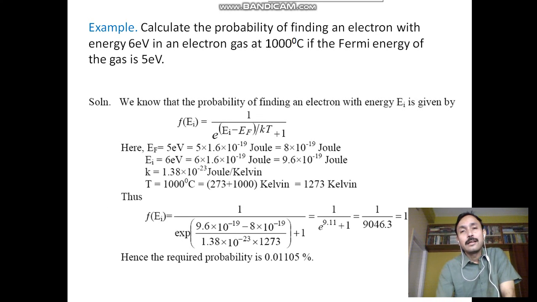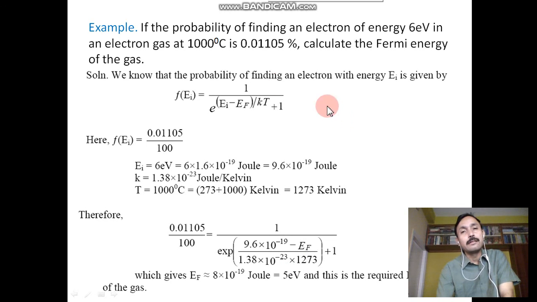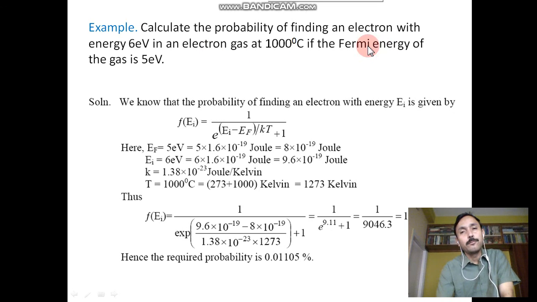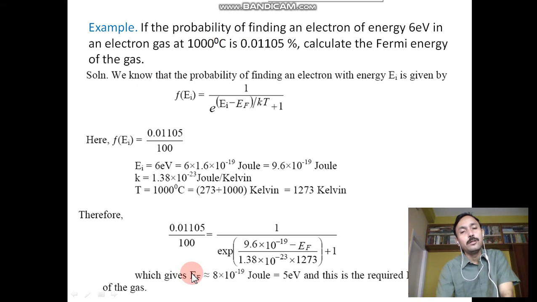We can check here: the Fermi energy given was 5 electron volt, the energy of the electron was 6 electron volt, and the temperature was 1000 degrees centigrade. Then the probability was 0.01105. Now the probability is given, energy of the electron is also given, temperature is also given, and we have to find the Fermi energy. From the earlier problem, the Fermi energy was 5 electron volt, so after calculation this should also be 5 electron volt. Here it is 5 electron volt.